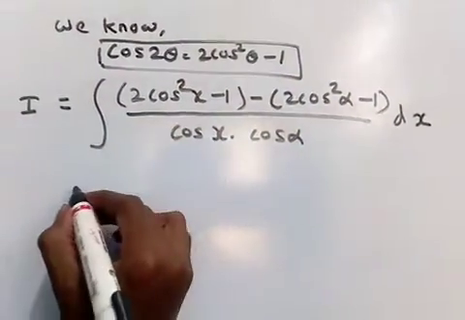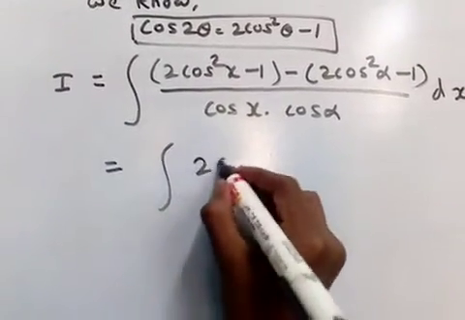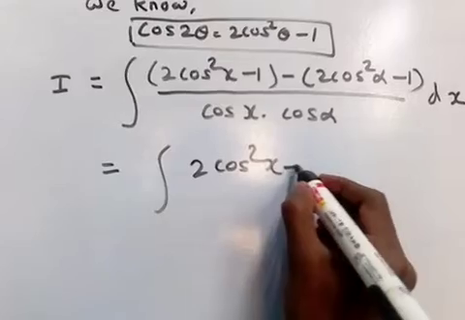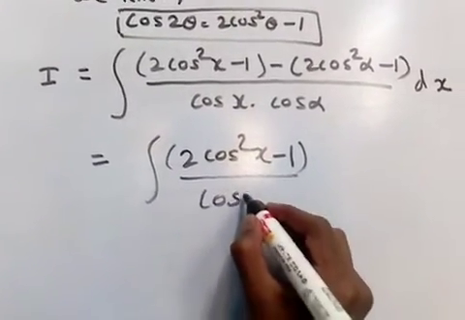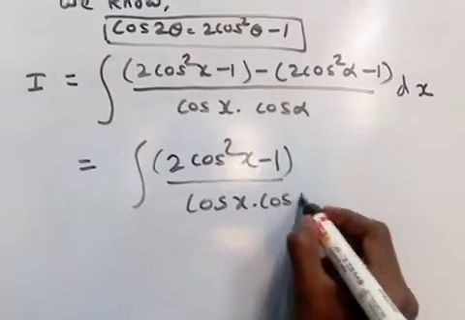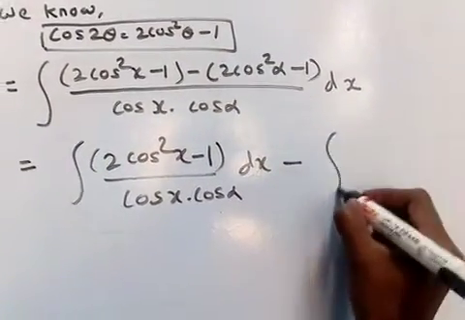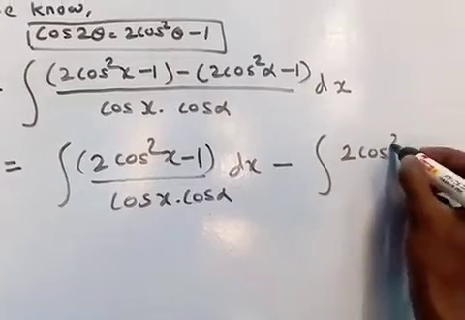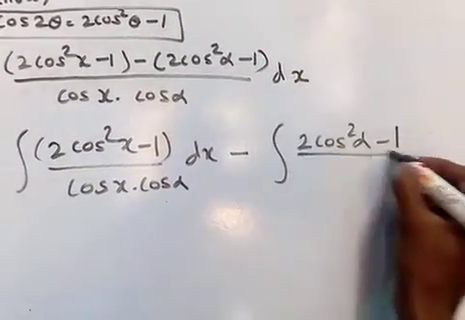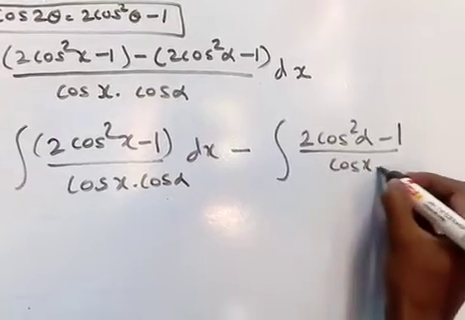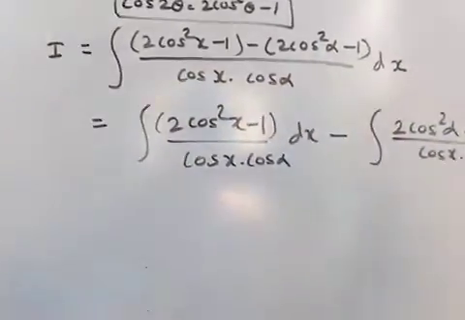So it is equal to the integration of (2 cos square x minus 1) upon (cos x into cos alpha) dx minus the integration of (2 cos square alpha minus 1) upon (cos x into cos alpha) dx. We have separated the integration.